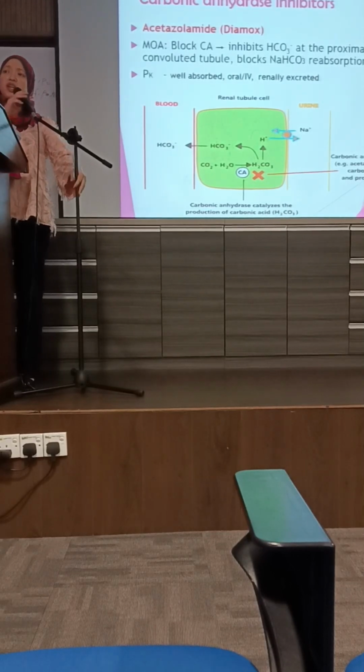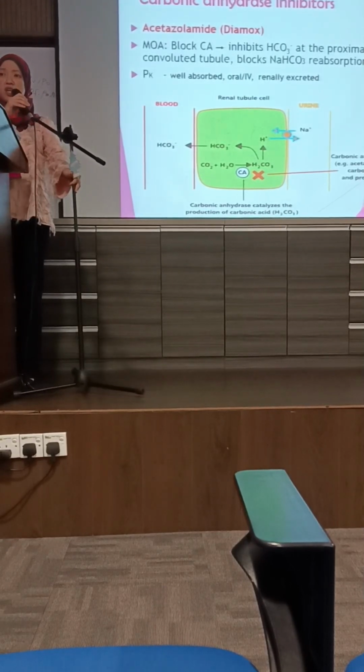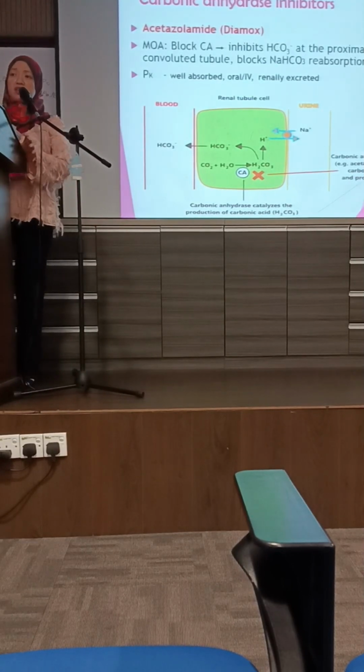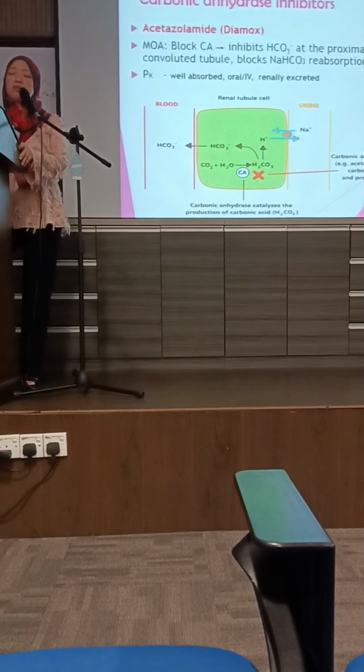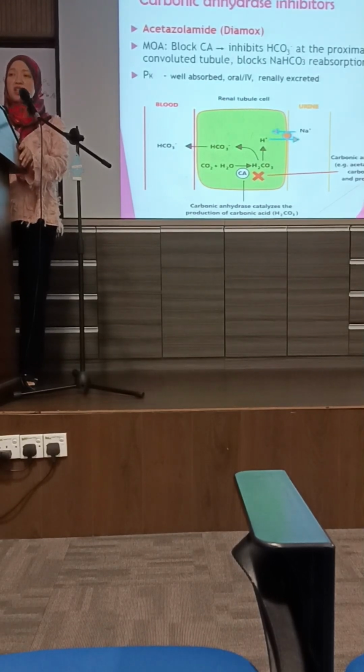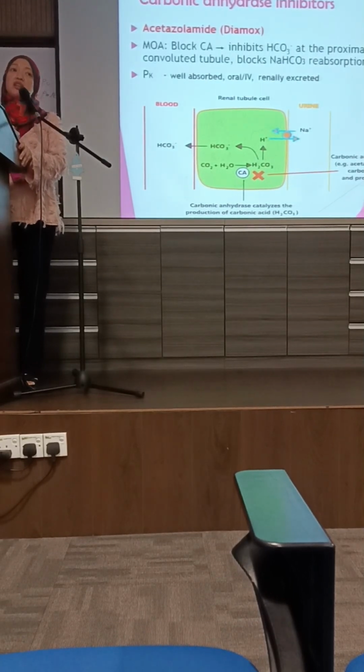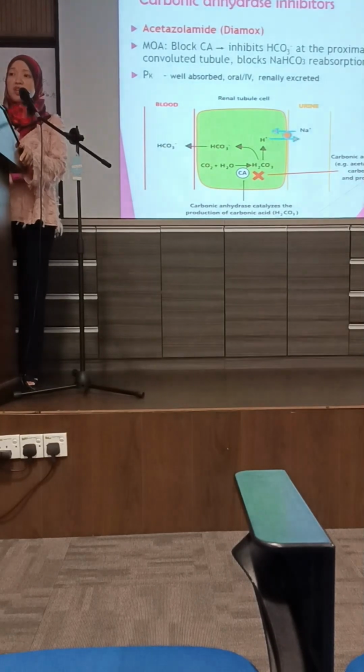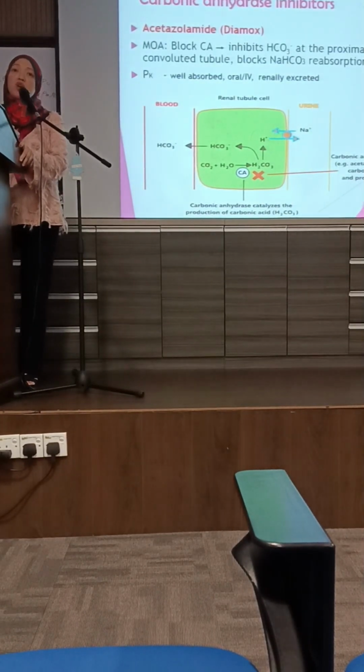The first is carbonic anhydrase inhibitors. There is only one example of this class, acetazolamide, or the brand name is Diamox. For the mechanism of action, recall the physiological effect of your renal tubule earlier, and you can work out the mechanism of action. The effect of this drug will oppose the effect of your renal physiology. For example, acetazolamide blocks the carbonic anhydrase.